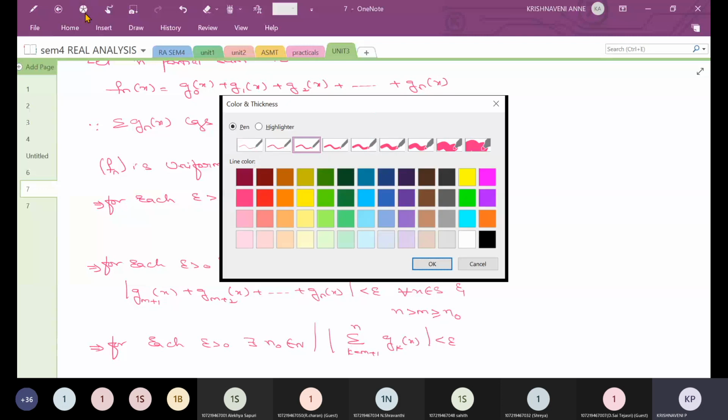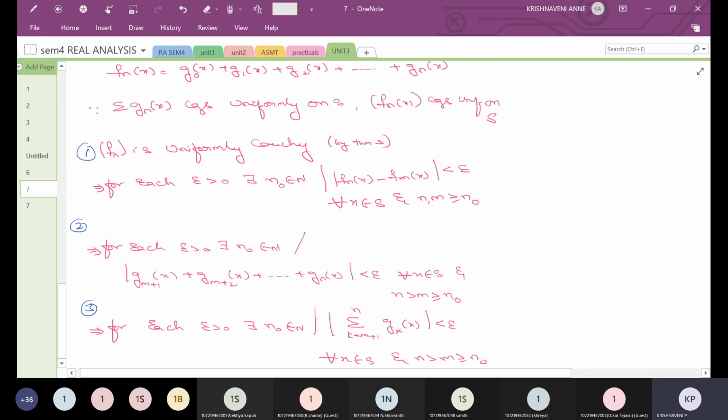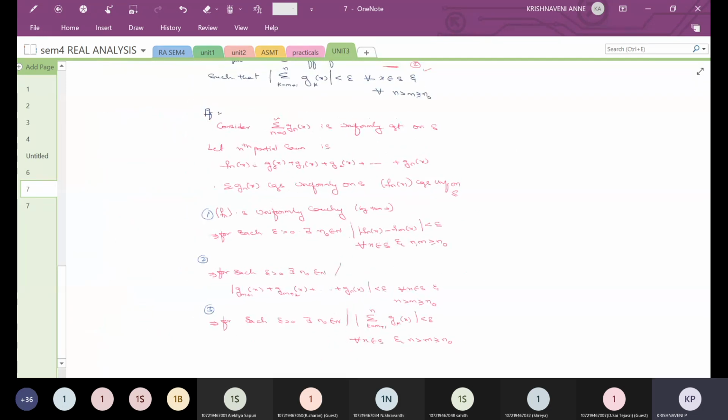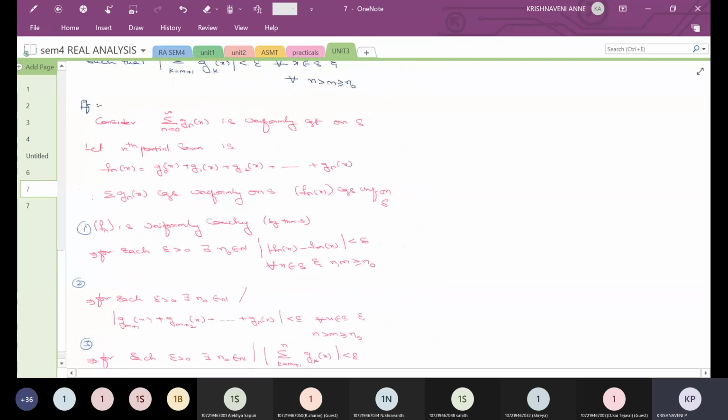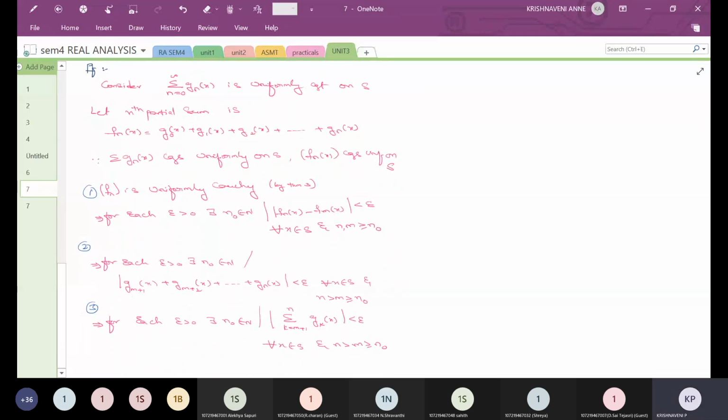The converse part we'll do tomorrow. Okay, so I'll write steps here: 1, 2, 3. So first step, second step, third step. So write down this, everyone, and tomorrow when you're coming for the class, just see this proof once. Is the font size okay? Yes. Just see this proof and come to the class. If you have any doubts, you can ask me tomorrow.